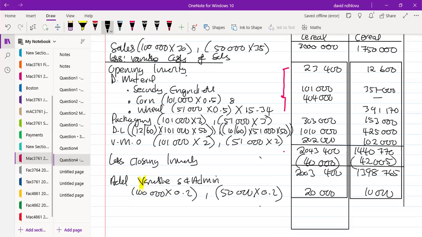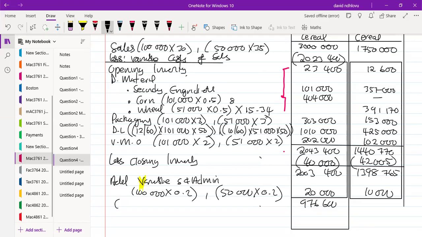Right, 2003,400 plus 20,000. We are going to sit on 2023,400. Right, from the 3 million, we are going to be left with 976,600. That is contribution.